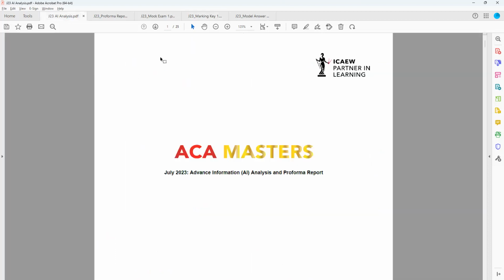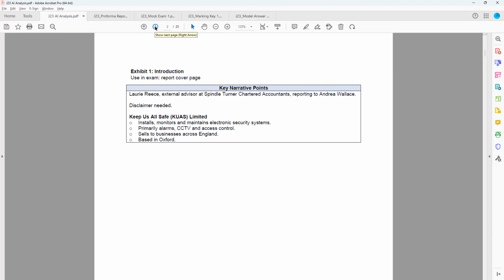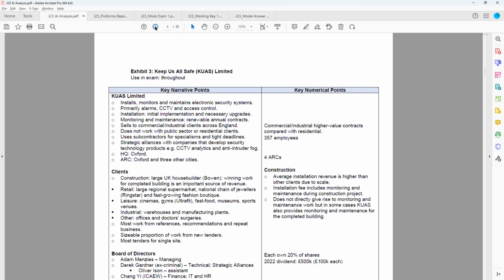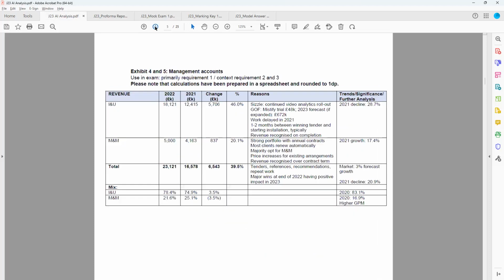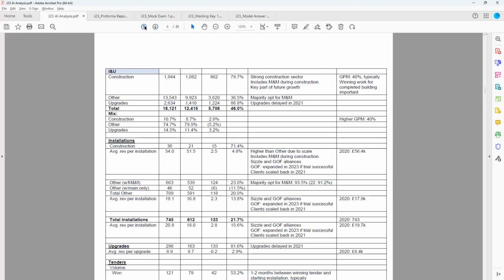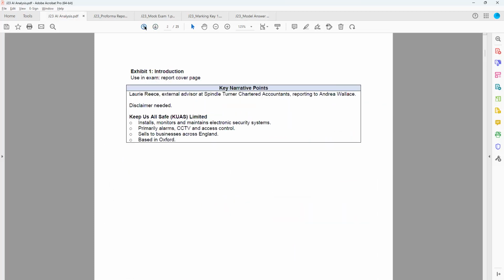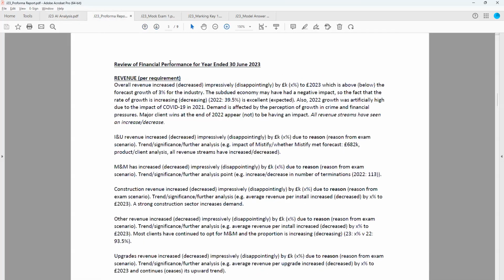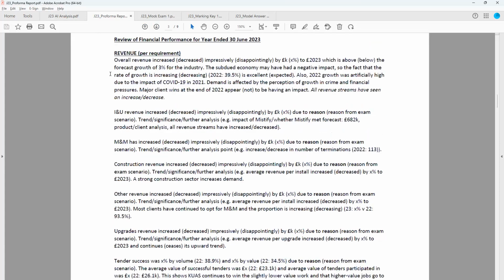I'll also be using our AI analysis document, which nicely summarizes all of the key points from each exhibit, both the narrative points and financial points, including additional financial analysis performed on the numbers. I will also be using our pro forma report, which is what I use when attempting the mock exams. So I'll be using this as guidance to remind me of the types of points to include for each section. A very useful resource in the exam.